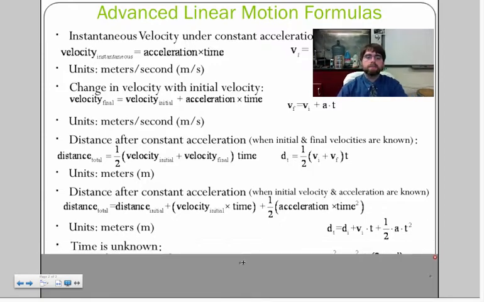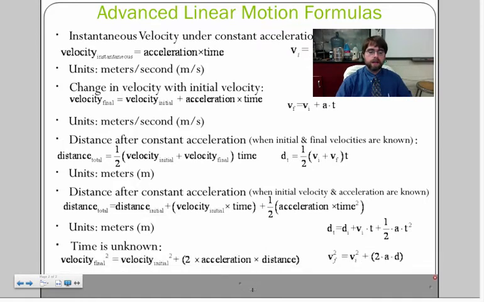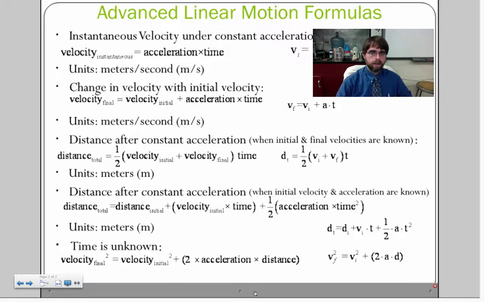And lastly, the least common situation is when time is unknown. And we use this formula very rarely. Usually, it's the other stuff that's difficult to measure, the accelerations, the velocities, the distances. The time is usually one of the simplest. But when time is unknown, velocity final squared is equal to velocity initial squared plus 2 times the acceleration times the distance.